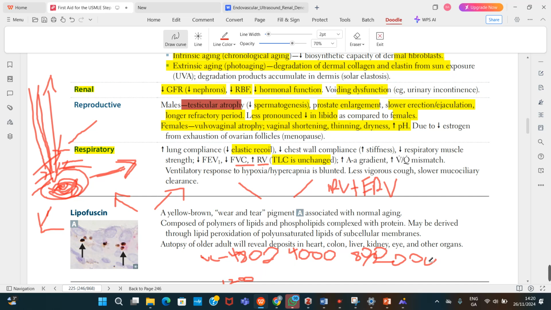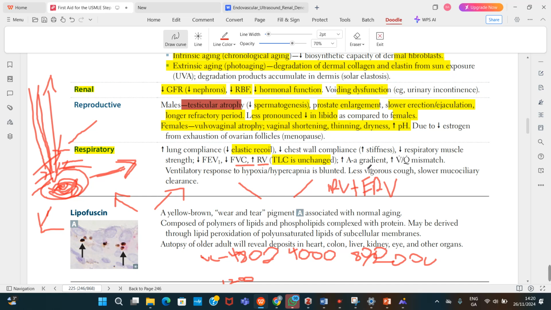2,000 plus 2,000, that's 4,000, plus 2,000 is 6,000. So there is no change; nothing is lost. So there's no change in the total lung volume. Very important stuff.